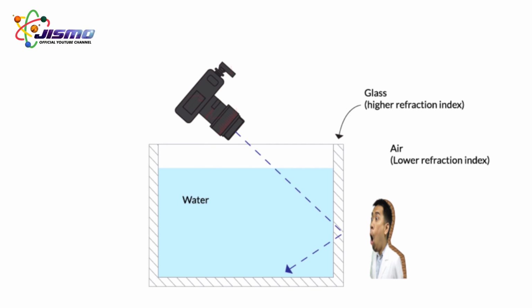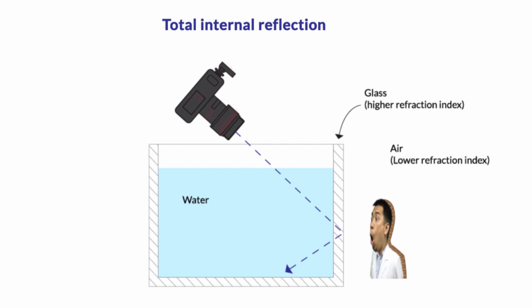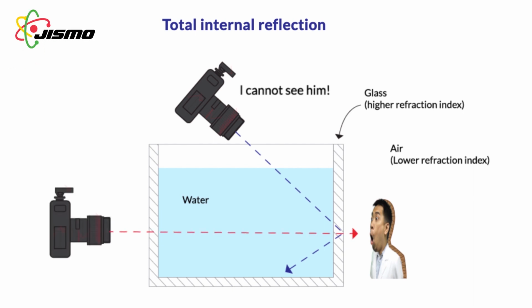This boundary between glass and air works like a mirror. This is called the total internal reflection. Okay, so at this angle, the image of Vigo-San disappears completely and we cannot see it. But when we change the angle, we can see it directly. Okay, this phenomenon occurs when light passes from a denser medium like glass to a less dense medium like air.